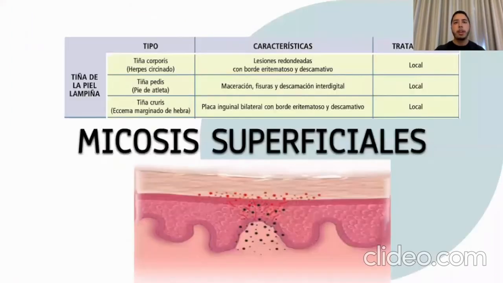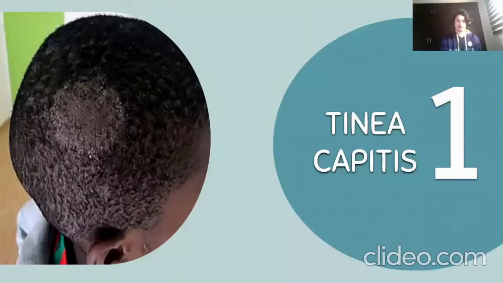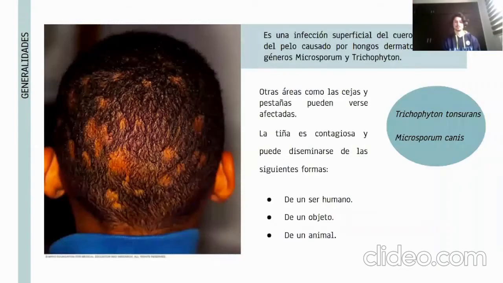Now we're going to talk to you a little about superficial mycosis. The tinea capitis. This is a dermatophytosis of the scalp. A dermatophytosis is a mycosis caused by dermatophytes, a group of filamentous fungi with the ability to invade the outer layer of the skin, hair, and nails.